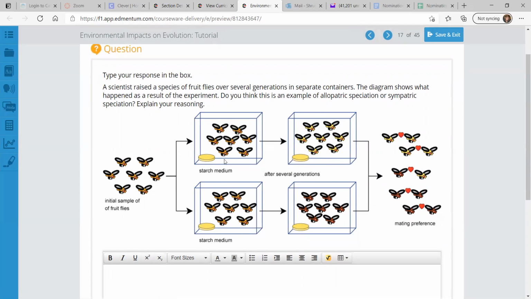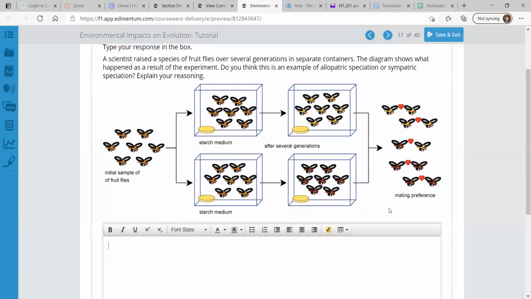They are separated into containers with a starch medium. And after several generations, you see how this one's actually a lighter color than this one. And this one is a darker color than the previous generations as well. So now we see that they are mating with each other, but they can also mate with the other group as well.